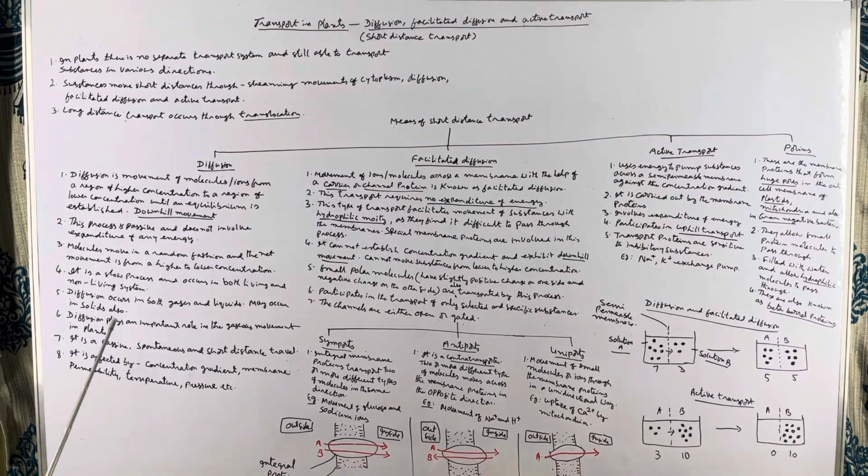Then, first let us take up diffusion. Diffusion is movement of molecules or ions from a region of higher concentration to a region of lower concentration. This happens until an equilibrium is established. And this movement is downhill movement. It means the ions move from a source of higher concentration to a source of lower concentration.